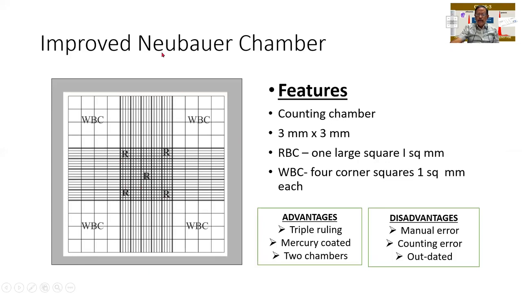The advantages of an improved Neubauer chamber is that there is a triple ruling. Because of that, we are unlikely to miss it. It is mercury coated. Again, the linings can be identified. There are 2 chambers, so I can charge both the chambers and do the counting. The disadvantages are manual error. At every level, there will be a manual error. There can be a counting error. And last but not the least, it is an outdated procedure, but still kept for our examinations. So we shall remember so long as the exams are there.